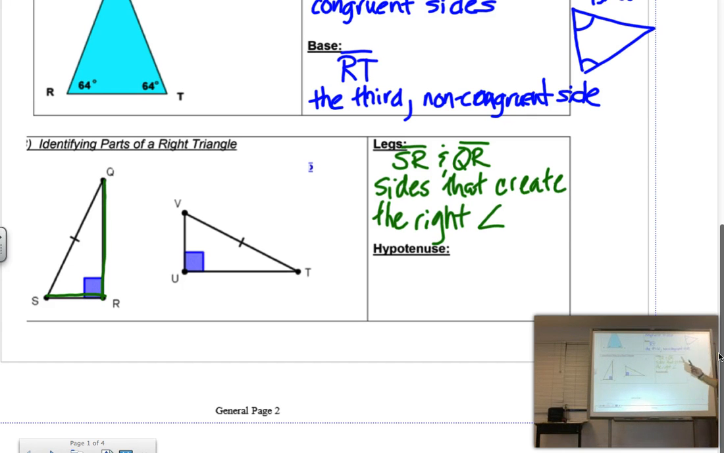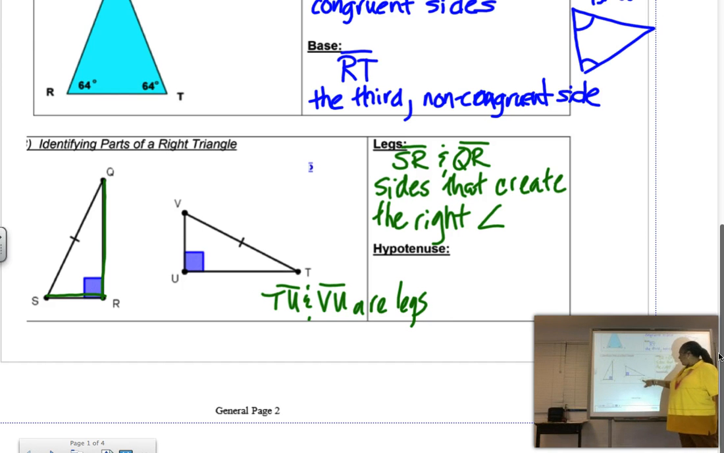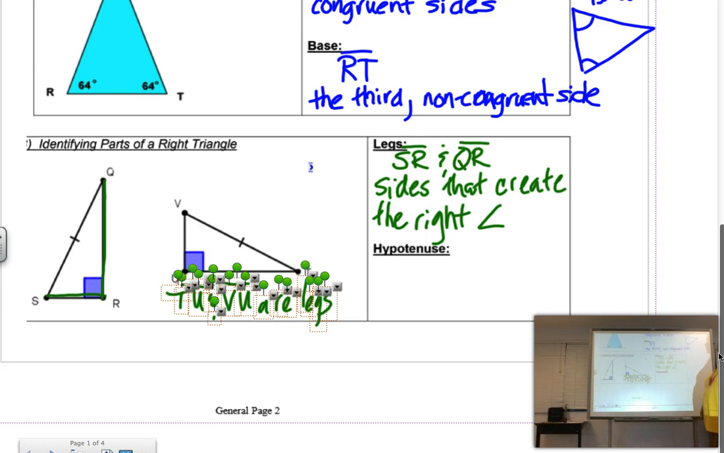So what would be the legs in triangle VTU? TU. Thank you. So TU and VU are legs. Very good. So now what is a hypotenuse? Now I want you all to think about it. Hopefully you've seen it before. What's a hypotenuse in a right triangle? QS.